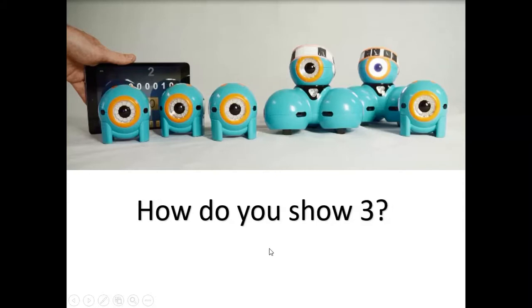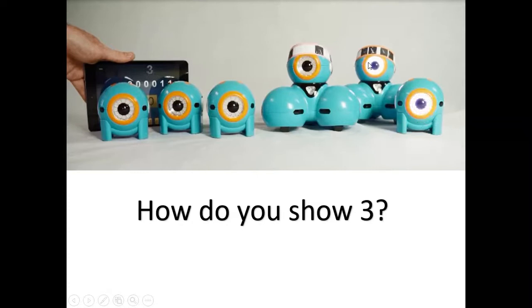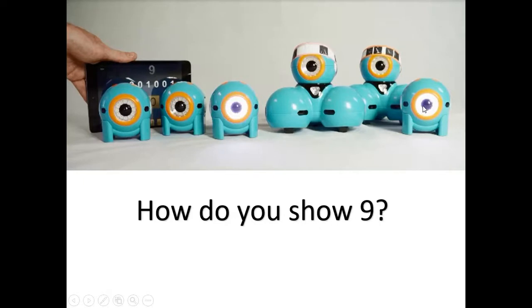So how would 3 look? Well, if this is the fours place, I don't need it yet. 2 and 1 is 3. So when I have these together, that shows the number 3. So I have 2 ons here. Let's talk about the number 9. What would that look like? Well, I would need my 8's position plus my 1's position. 8 and 1 is 9.